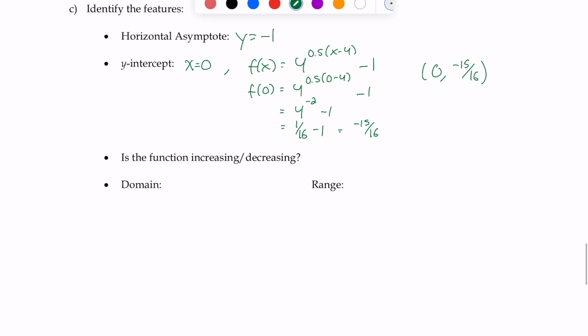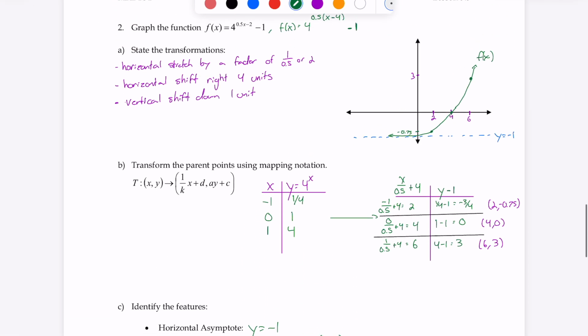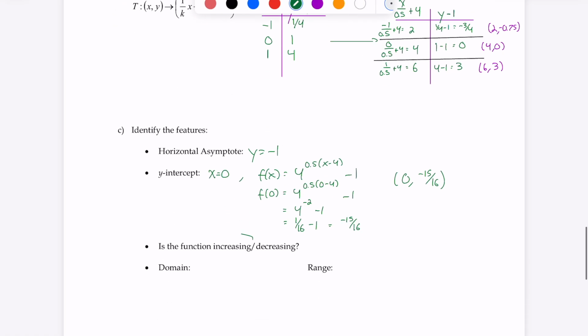Is the function increasing or decreasing? Well, let's look. We are going up as we read left to right, so this is an increasing function. The domain is x belongs to real numbers, and the range is y belongs to real numbers, such that y has to be greater than our asymptote, which was at -1.